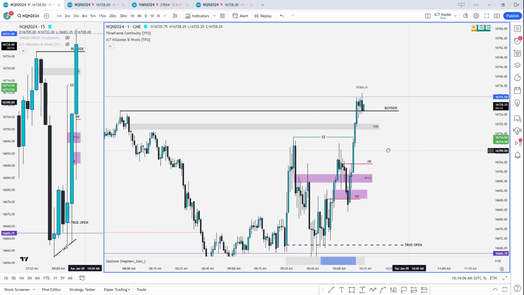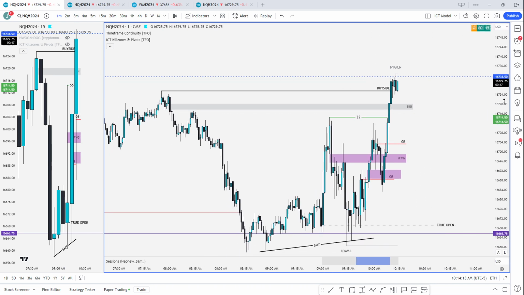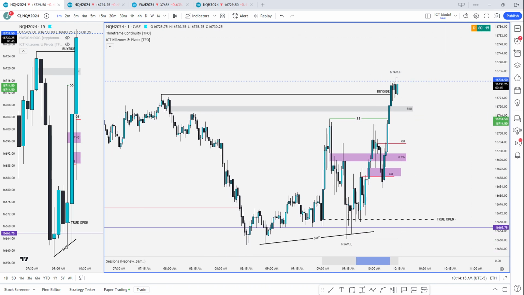You can see right past that buy side, tapping into the 50% level, and we're getting respect off of it. So this is why you want to have these marked out. I'll send the screenshot to predictions chat as well.